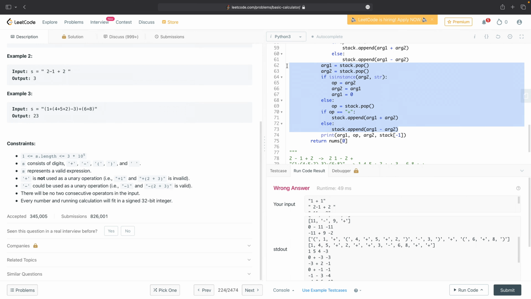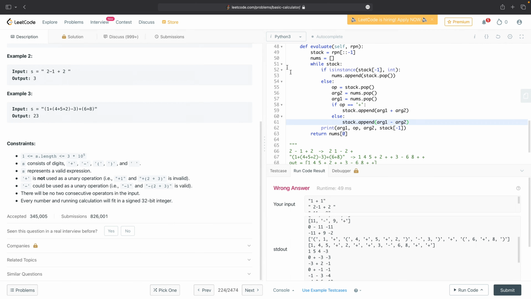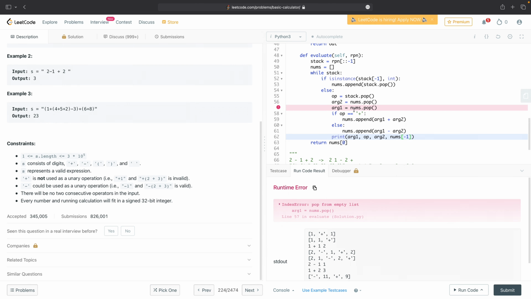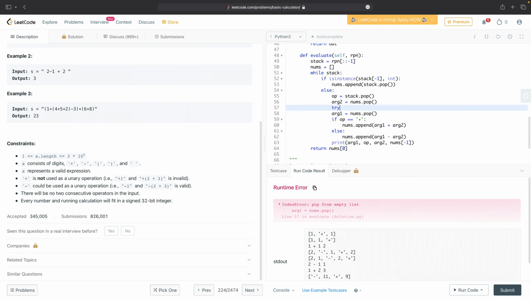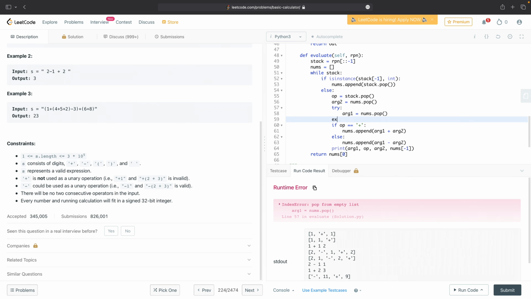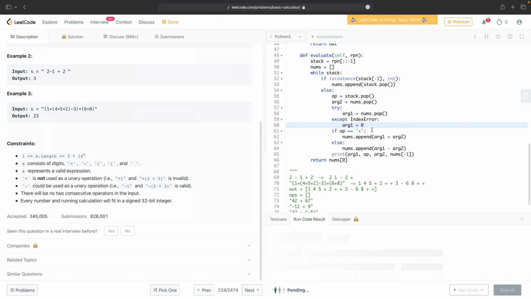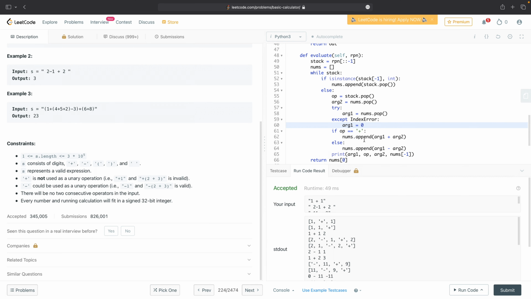So let's get rid of all that. arg1 op arg2, not stack, it's nums. Let's try that. I'm slowly rediscovering all of these. Pop from an empty list. Except index error, arg1 is equal to 0. Okay, that works.